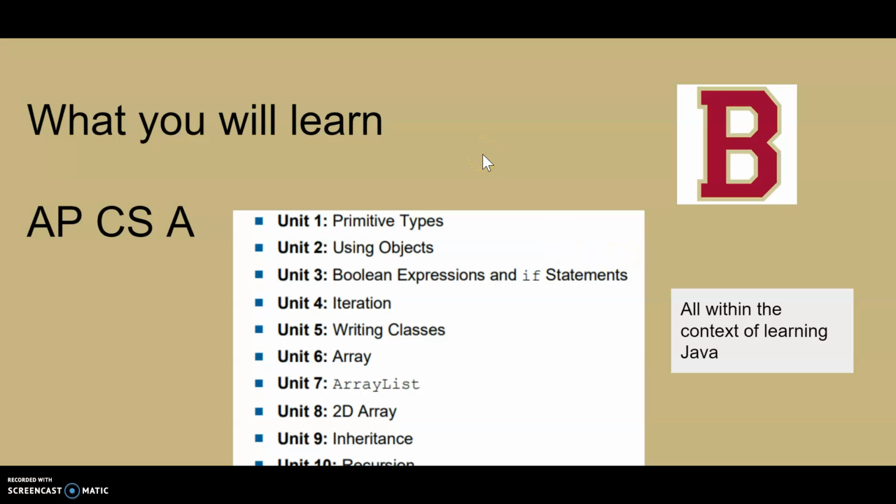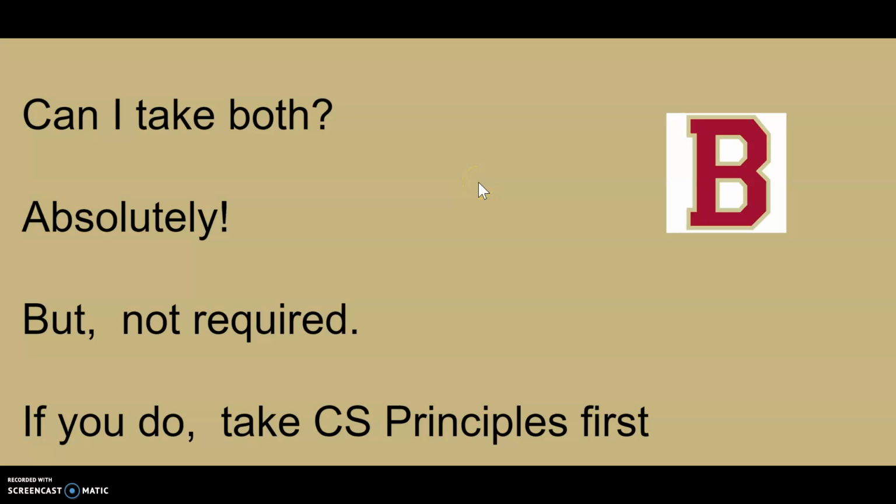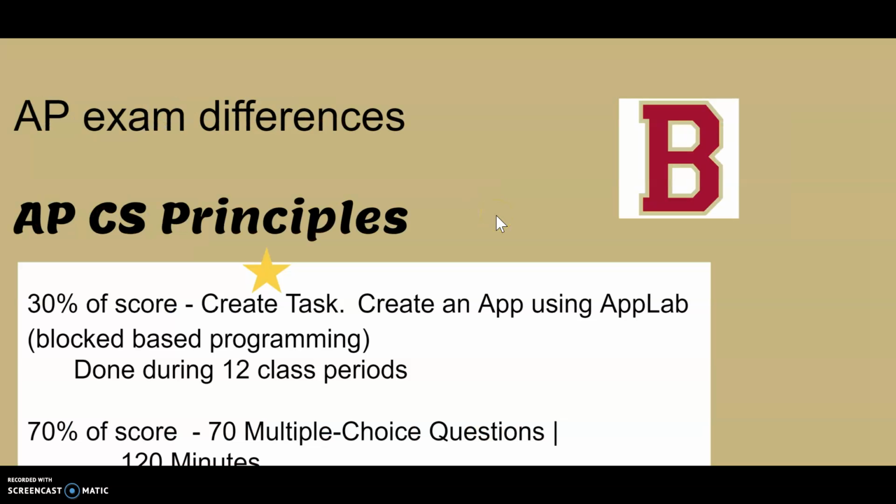All right, the A class, like I said, everything here is taught within the context of learning Java, and you can see here some of the different topics that we start with. So learning Booleans, if statements, repeating things over again, using an array. Okay, now can you take both? Absolutely. It's not required. I would say if you do take both, probably take CS Principles first.